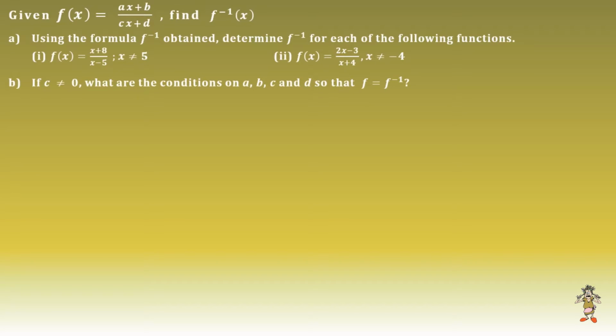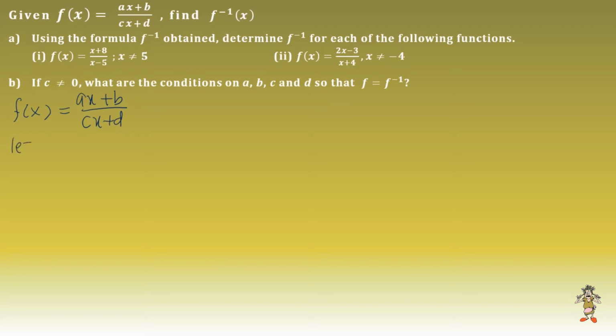Today we do a function mastery practice. Let's see the questions. Given f(x) equals (ax + b) over (cx + d), find f inverse of x. Okay, let's find f inverse. Given f(x) equals (ax + b) over (cx + d).